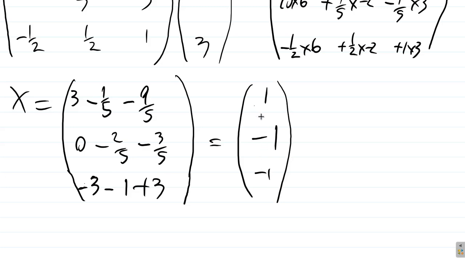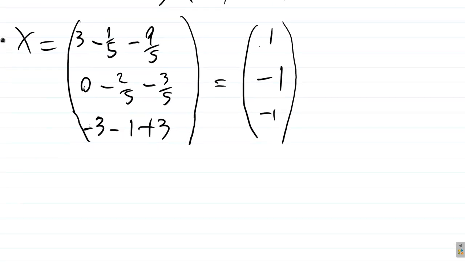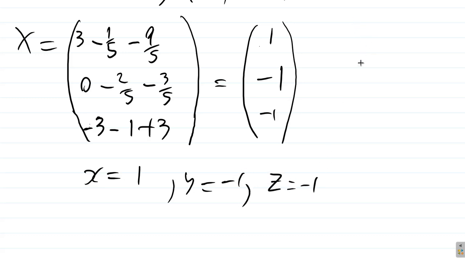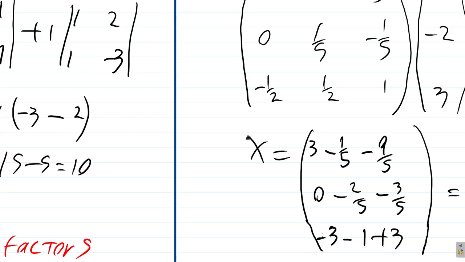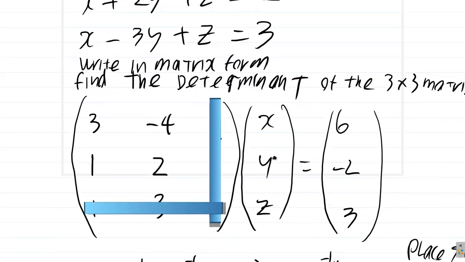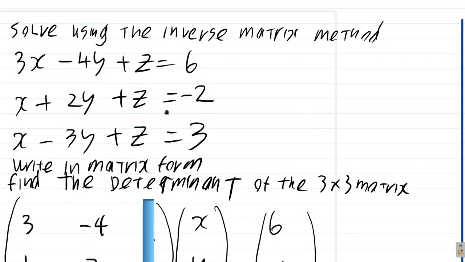Interesting. Let us test them. And by the way, let me write them down first. It is saying x equals 1, y equals negative 1, z equals negative 1, because it's in the form x, y, z. So these correspond: 1, negative 1, negative 1. Let us test and see if it really works out.